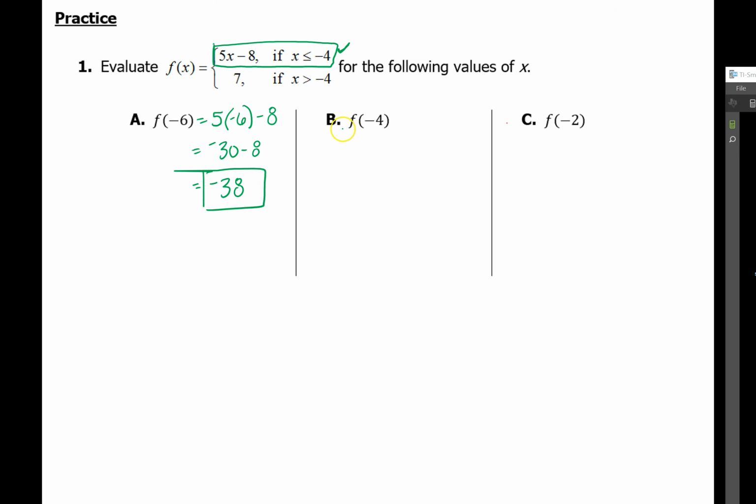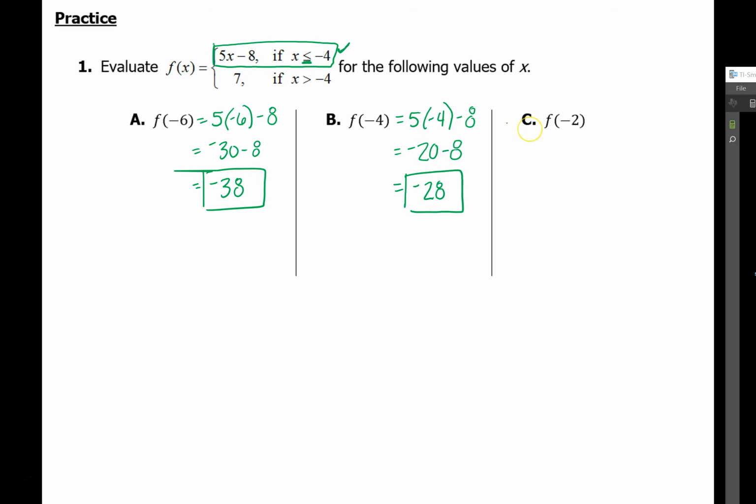The second one says I'm looking at f of -4. So if my input value is -4, I need to again look at these two domain values and ask myself, which of these domains does this fit into? It again fits into this top one, since -4 is less than or equal to -4, so I'm going to plug the -4 into this same equation. I'm going to do 5 times -4 minus 8. That is -20 minus 8, which means when I evaluate this value, -4, my answer is -28.